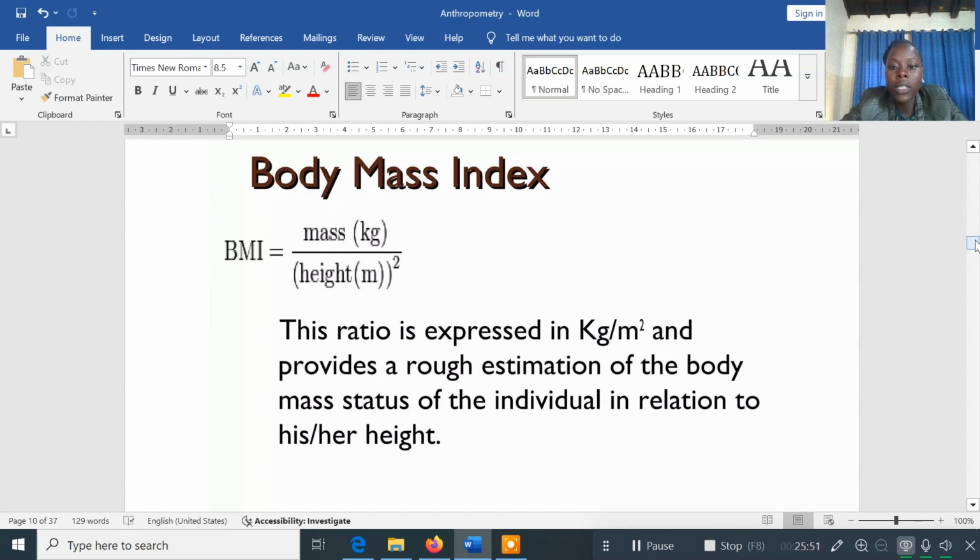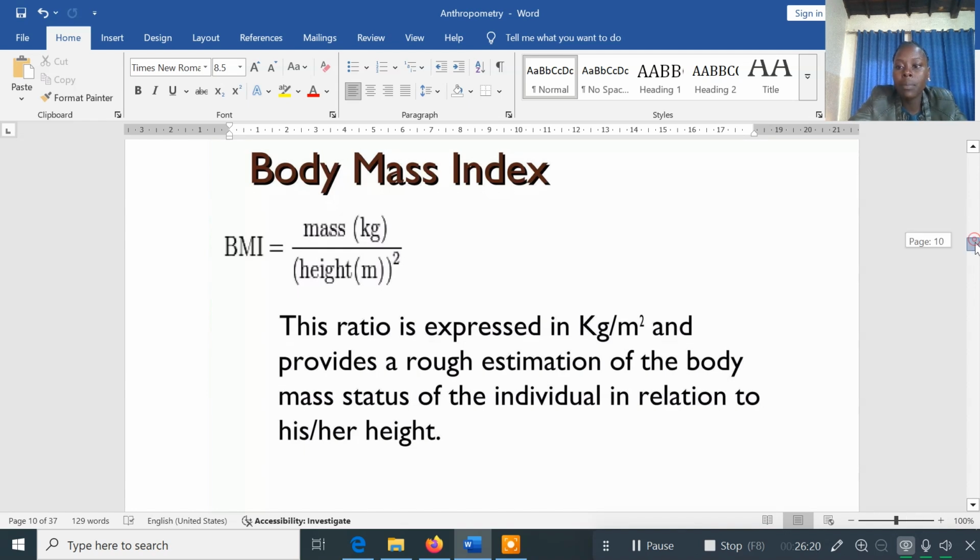So this ratio is expressed in kilograms per meter squared, and it provides a rough estimation of the body mass status of the individual in relation to his or her height. So basically, BMI helps us to estimate the body mass status of an individual in relation to their height. Okay, so that is BMI.